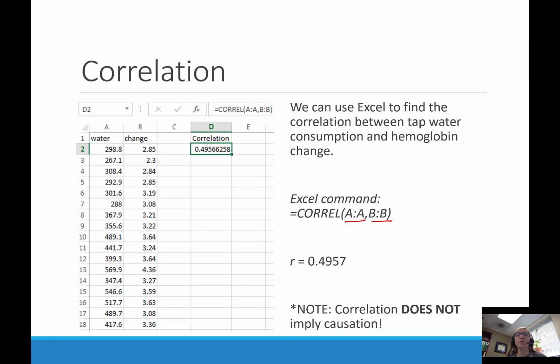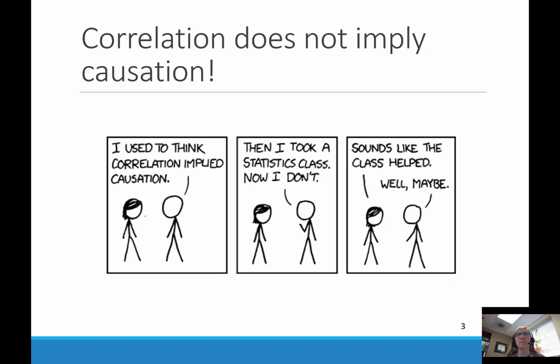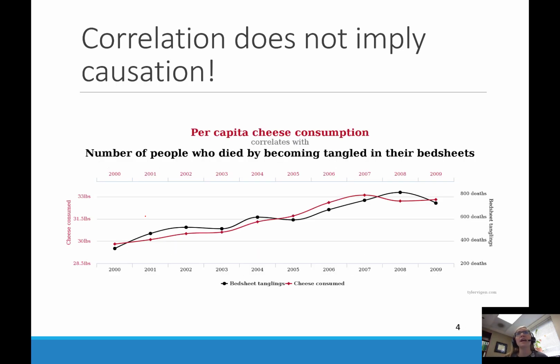It is important to note that correlation does not imply causation. Just because two things are related does not mean that one causes the other. The correlation provides evidence for cause and effect, but it is not the only piece of evidence needed for such a determination. In fact, there's even a website devoted to looking at silly examples of things that are correlated but do not have a cause and effect relationship. This is one such graph.